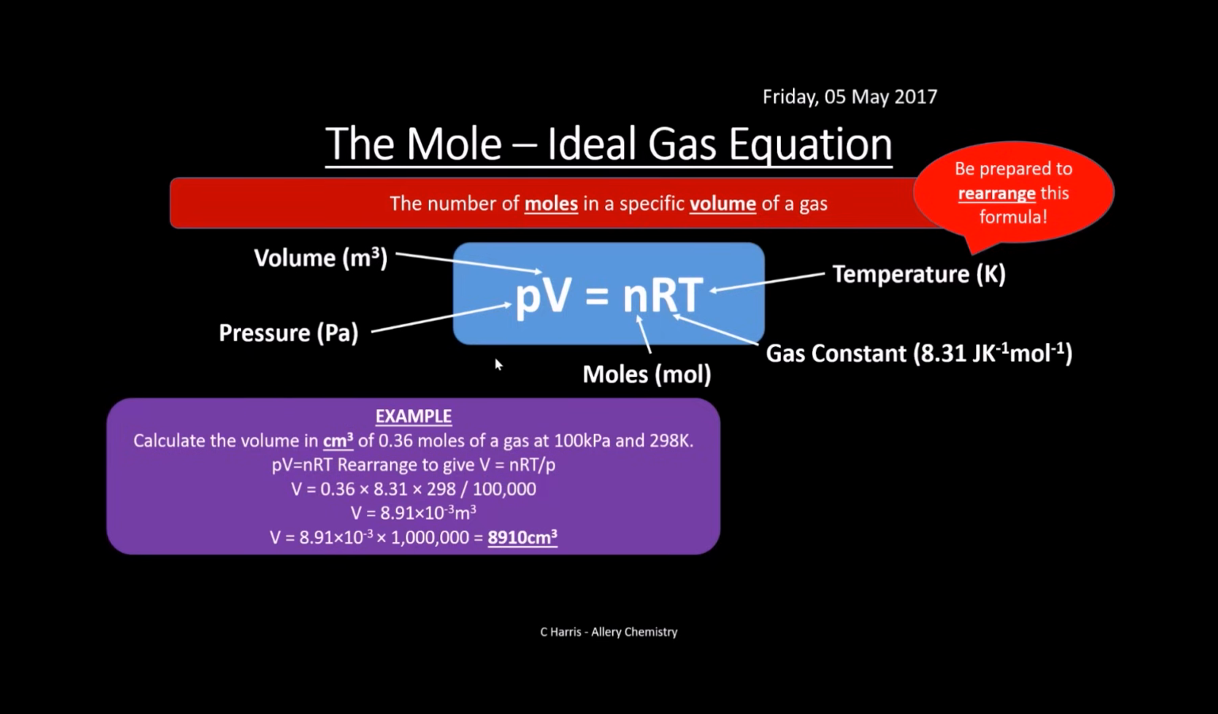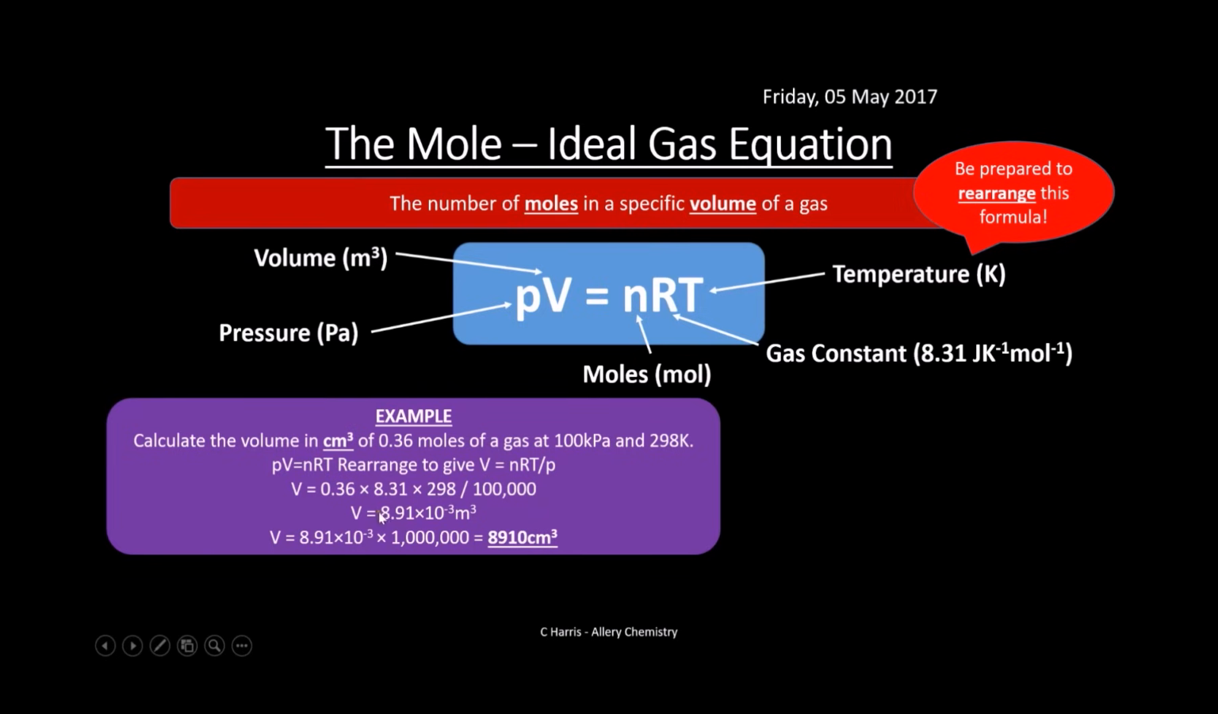So volume is 0.36. This is the number of moles that we've been given. Times by 8.31, that's the constant. You'll be given that. 298 Kelvin, this is obviously room temperature. Divide that by, now the pressure, look at the pressure. They've given us 100 kilopascals. Our pressure must be in pascals. That's why we've got 100,000. Got to be in pascals.